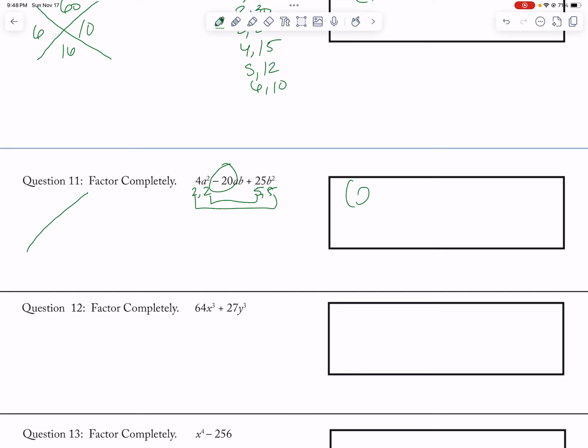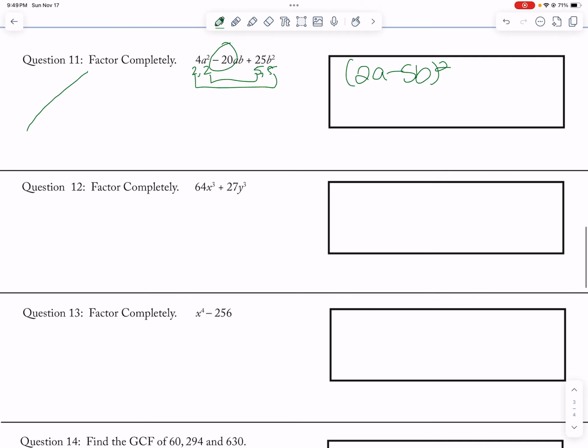So this is going to be a 2a minus, oh my goodness. This is killing me today. 2a minus 5b, the quantity squared. All right, and then that is 4x plus 3y, 16x squared plus 12xy plus 9y squared.